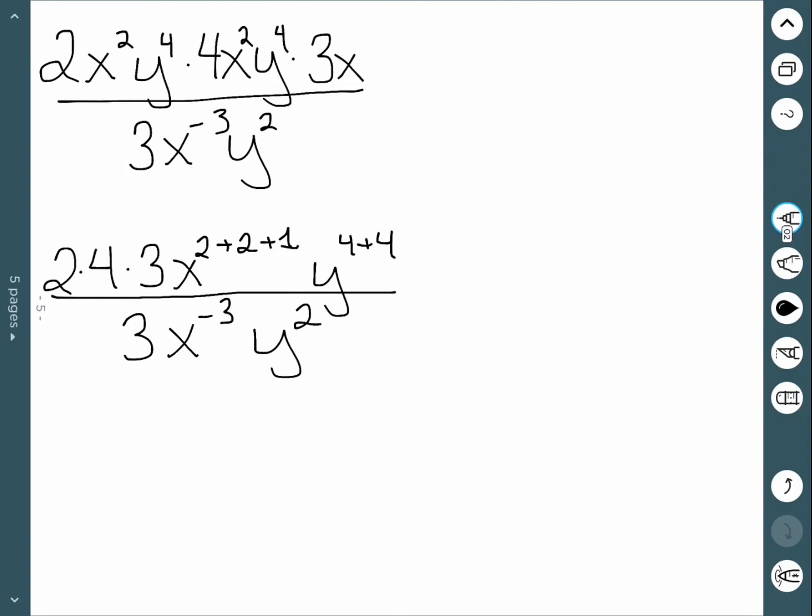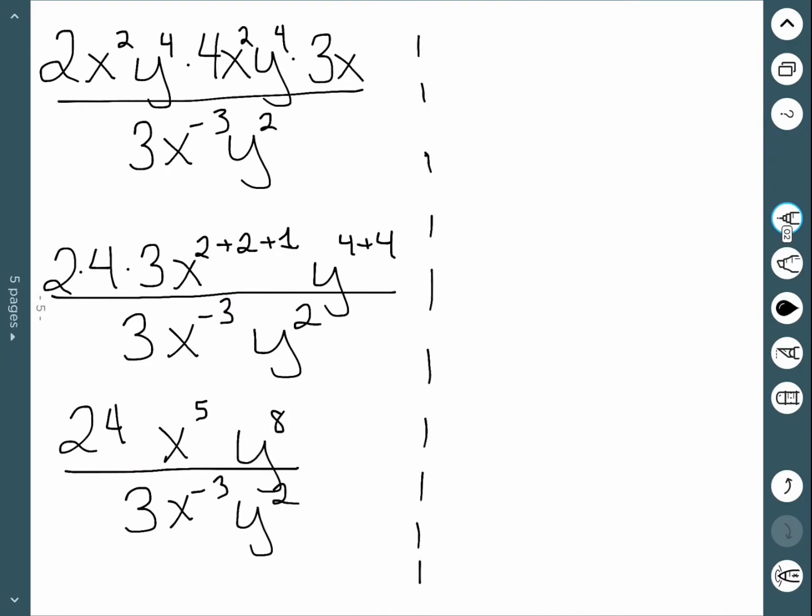We have 2 times 4 times 3, which we know is 24. For the x's, I have 2 plus 2 plus 1, which we know is 5. And for the y's, 4 plus 4, which is 8. Now that we've kind of simplified the top a lot, we can actually start to use our properties of exponents for division. We'll start with just 24 divided by 3, which we know is just 8.